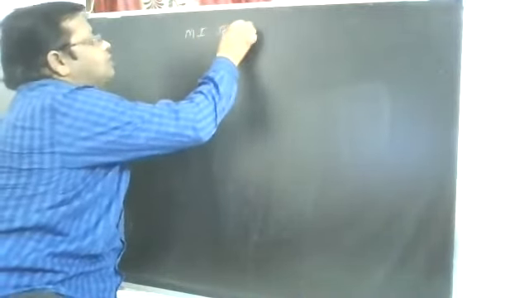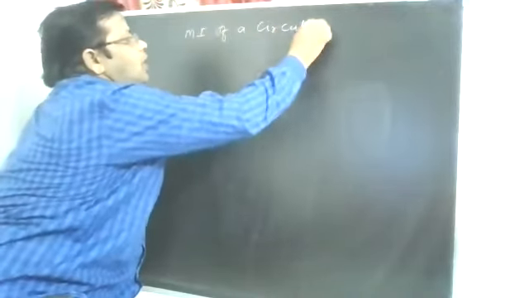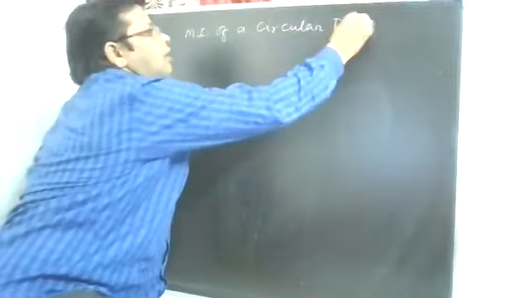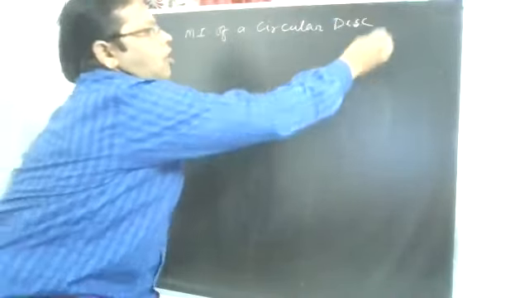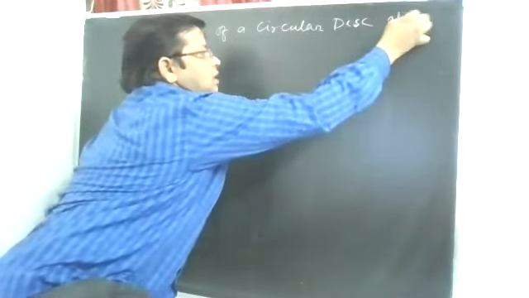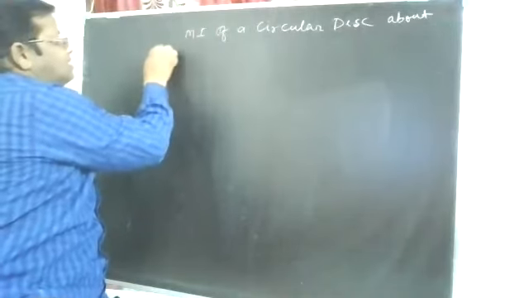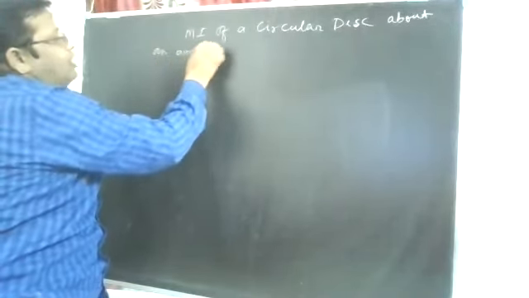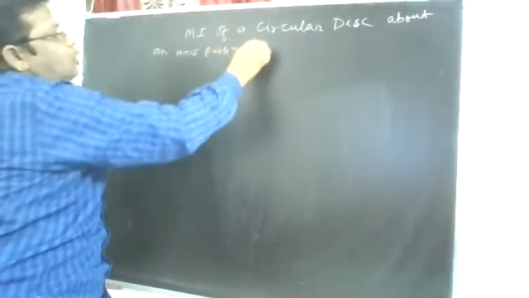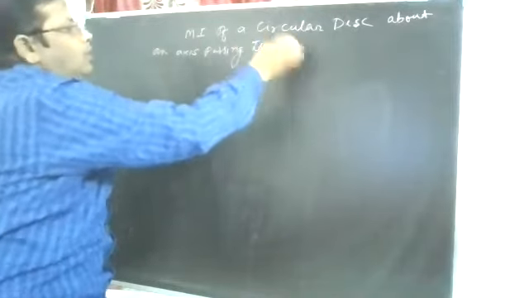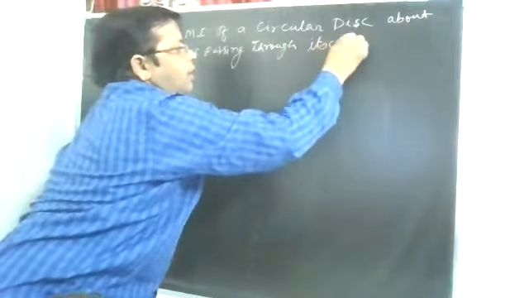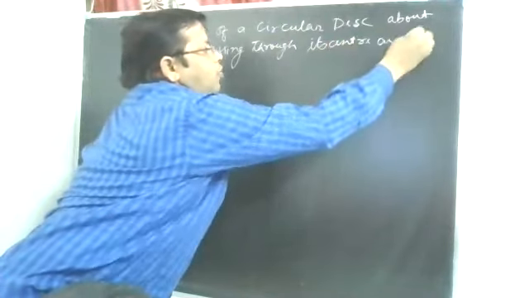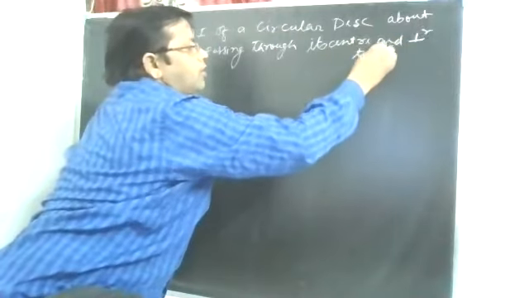Now all of you see how we can determine the moment of inertia of a circular disk about an axis passing through its center and perpendicular to its plane. Beta, I am showing this in 3D, that it is a circular disk. Let me show it in 2D.